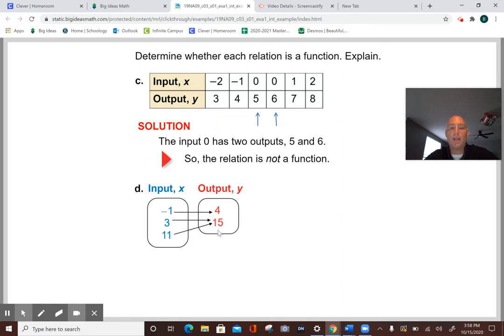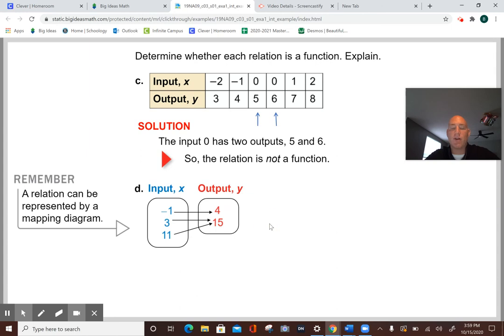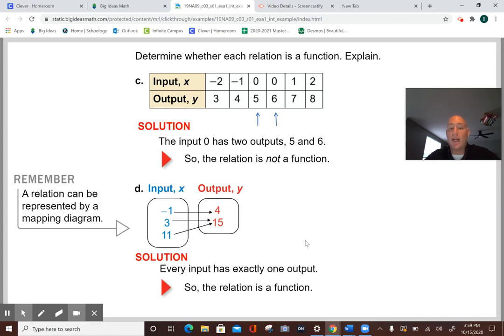When I look at the mapping diagram, this is pretty easy. When I input -1, I get out 4. When I input 3, I get out 15. When I input 11, I get out 15. So this is a function. But I don't care that two things go to 15. That does not matter. What matters is, does the input produce one output? So yes, this is a function because every input has exactly one output.